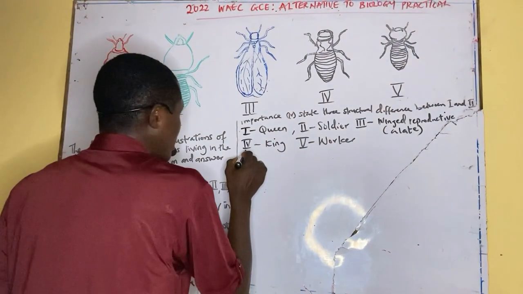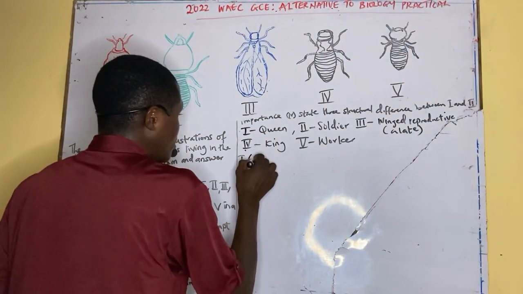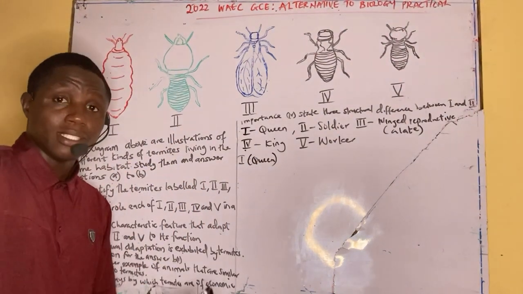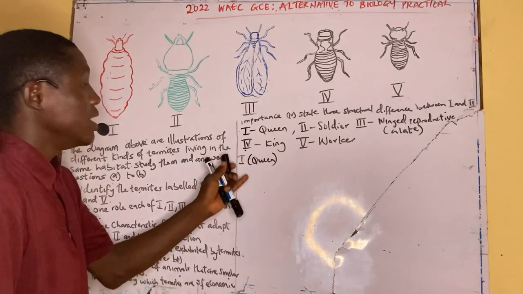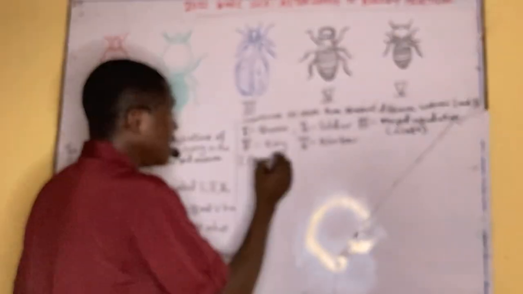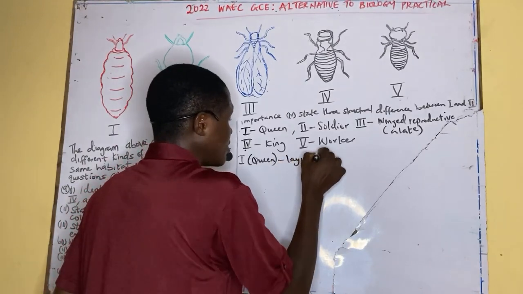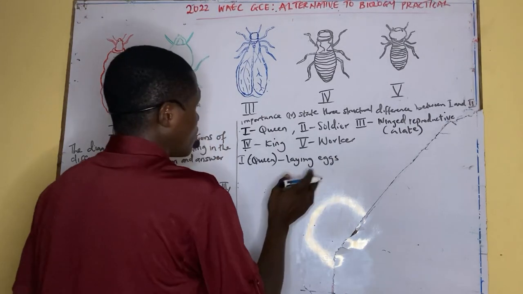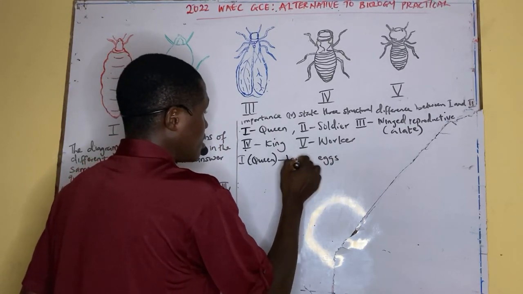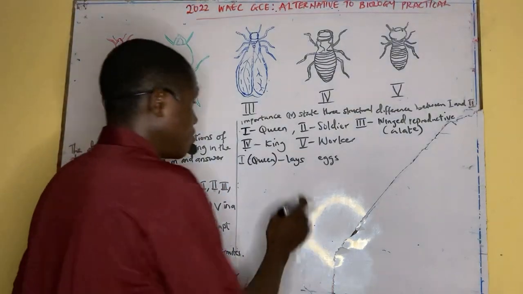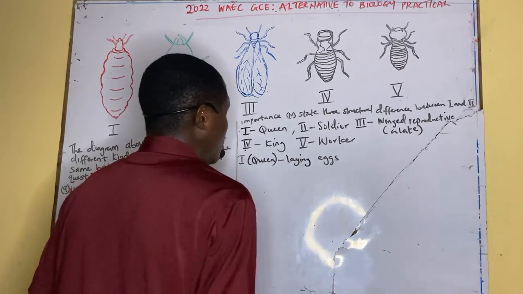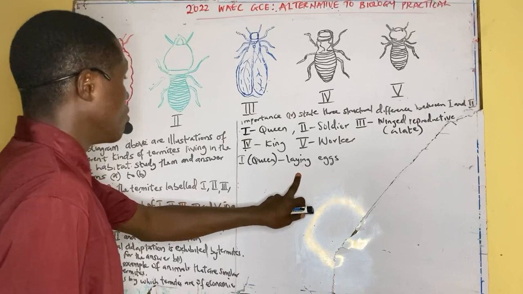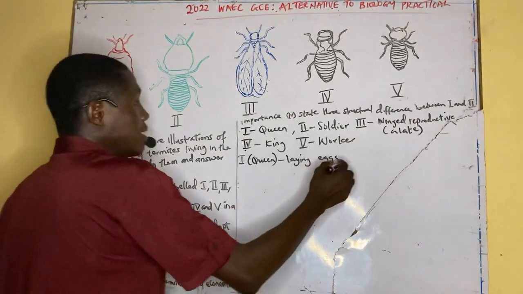Number one, the queen, which is Roman figure 1, lays eggs. It is usually inside the termitarium, under the ground. That is its only function: laying of eggs. The queen lays eggs, or laying of eggs, whichever way you want to write it. So the queen performs the role of laying eggs.